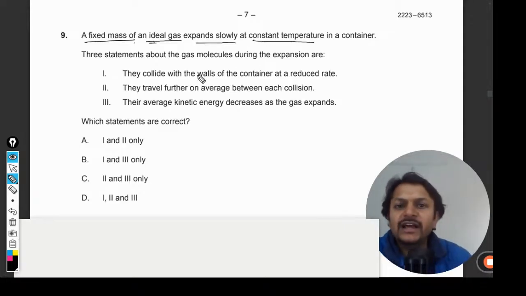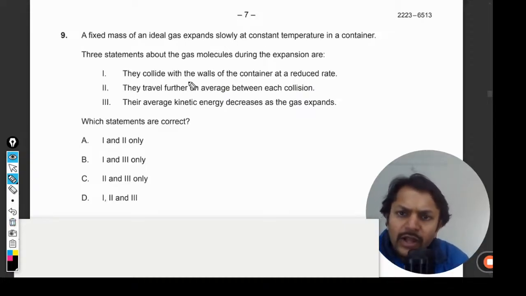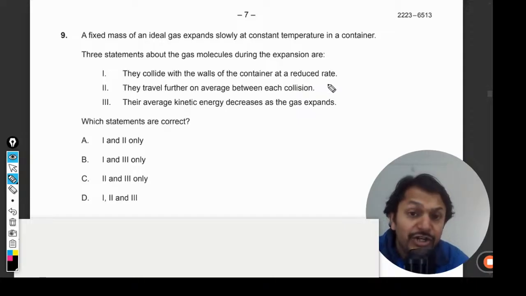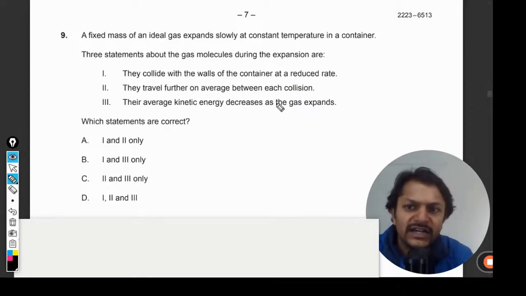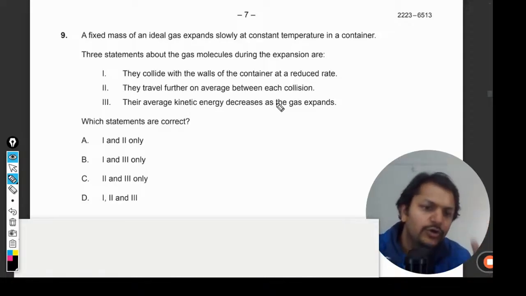Three statements about the gas molecules during the expansion are: they collide with the walls of the container at a reduced rate. They travel further on average between each collision. Their average kinetic energy decreases as the gas expands. Which statement is correct?